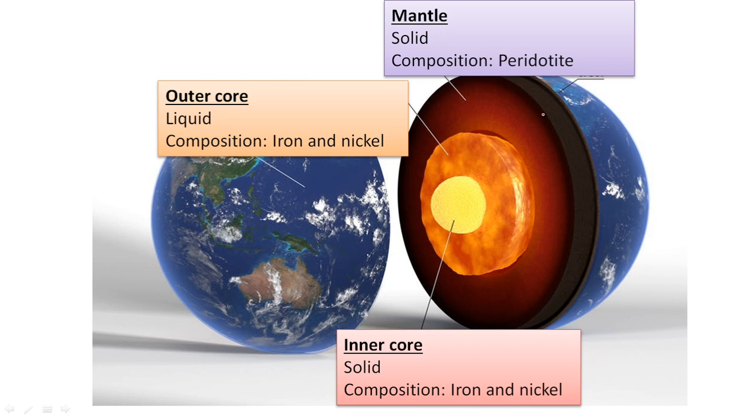The inner part of the geosphere is called the core, el núcleo. The core is made basically by iron and nickel. Está compuesto por hierro y níquel. And it can be divided in two parts. We have an outer core and then we have an inner core. Tenemos un núcleo externo y un núcleo interno.